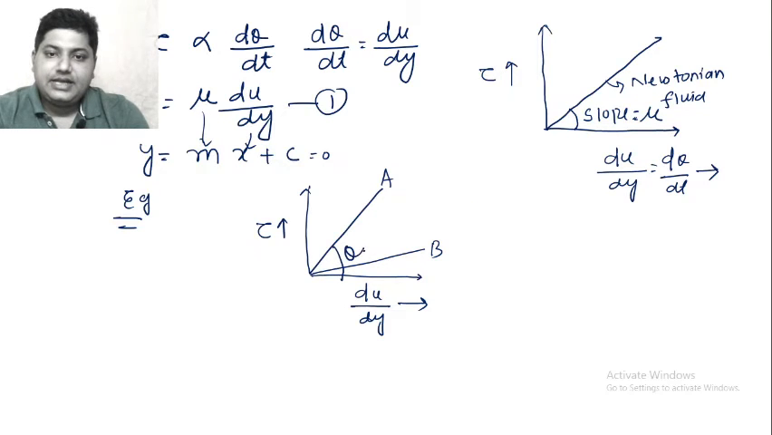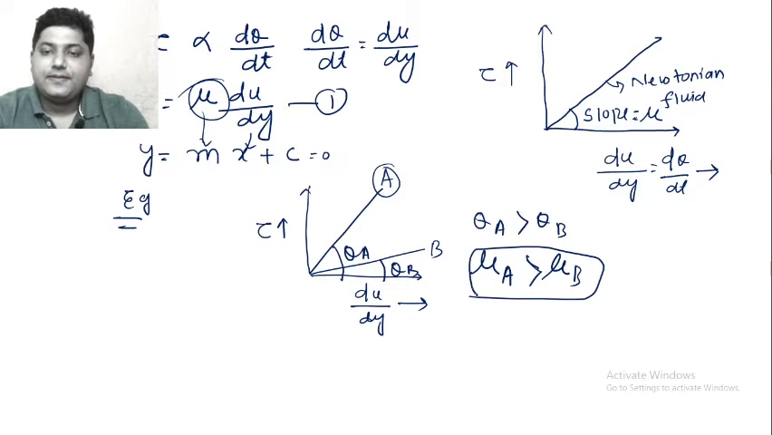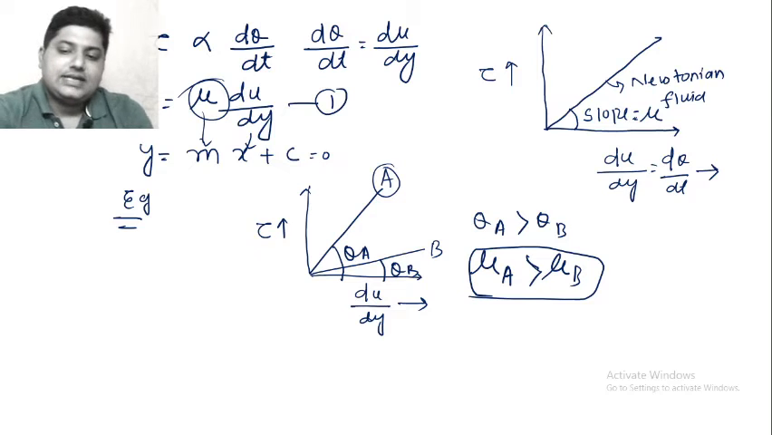Suppose this angle is theta A and this angle is theta B. I told you the slope of the curve is nothing but the dynamic viscosity of the liquid. Here theta A is greater than theta B, so obviously the dynamic viscosity of curve A is greater than that of curve B. So the slope of the Newtonian fluid curve, the straight line, is equal to the viscosity of the liquid. So that is the thing.